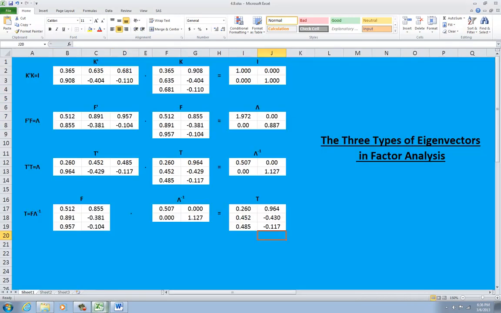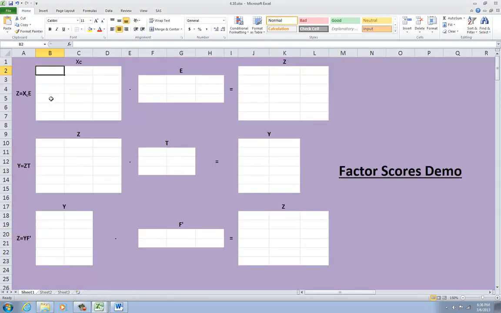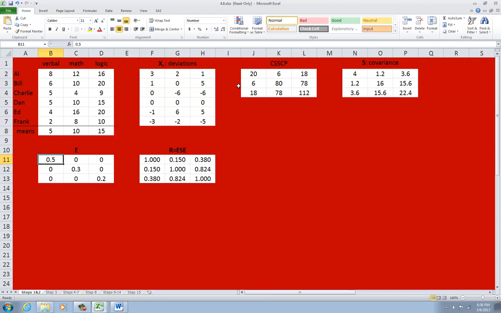So going back, I'm just going to punch it in here. We have the values 3, 2, 1, 1, 0, 5, 0, negative 6, negative 6, 0, 0, 0, negative 1, 6, 5, and on the last row we have negative 3, negative 2, and negative 5. Okay. Also going back, we have E here.